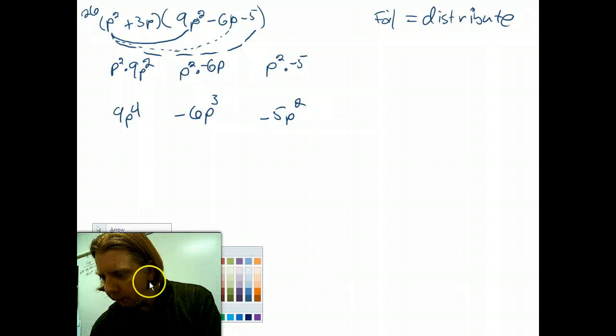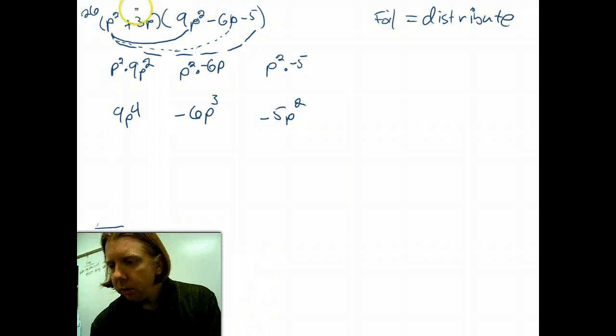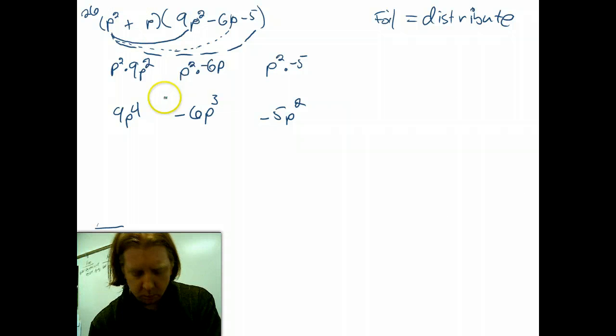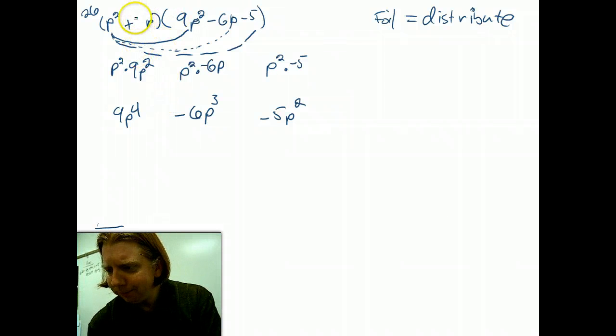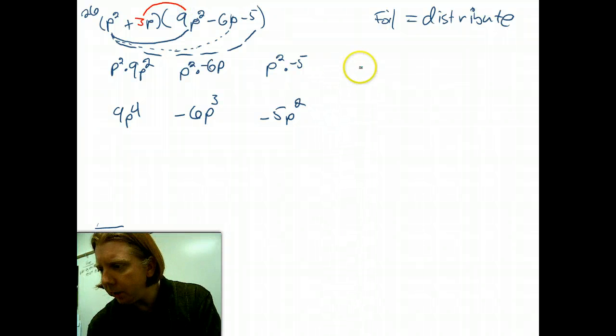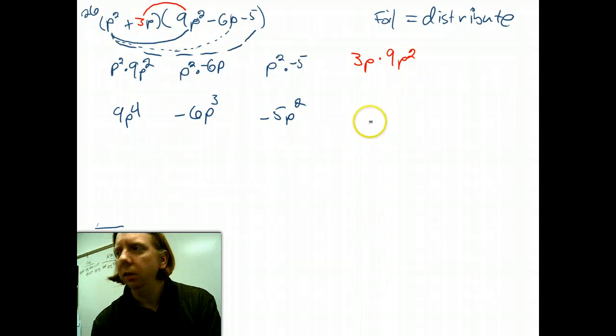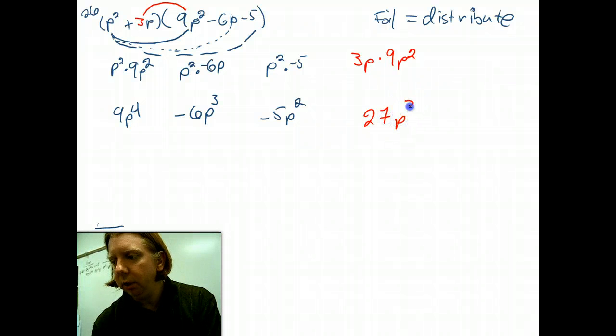So let me switch up colors so you can see where it's different. So now I'm going to take p squared. No, I just did that one. Let me get rid of that. Put that back. There we go. So I take 3p times 9p squared. So 3p times 9p squared becomes 27p squared. 27p, not squared, cubed.